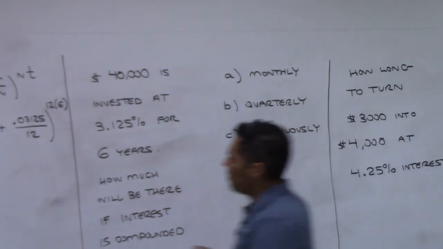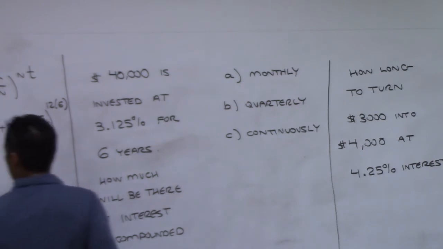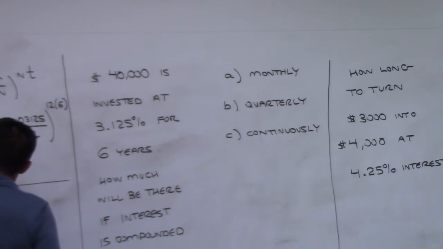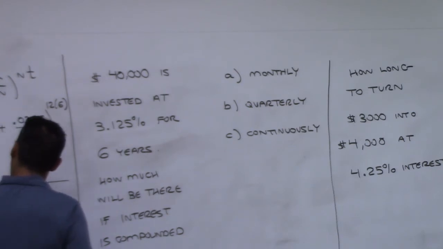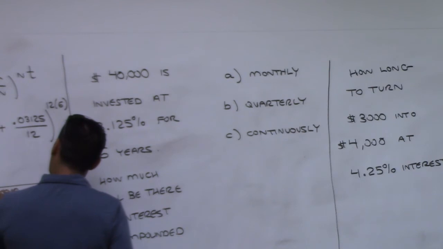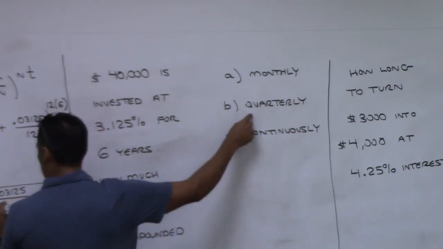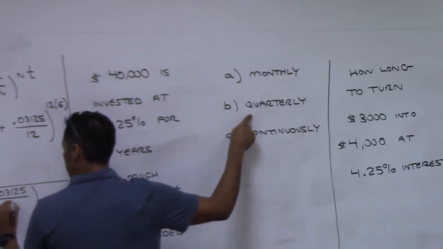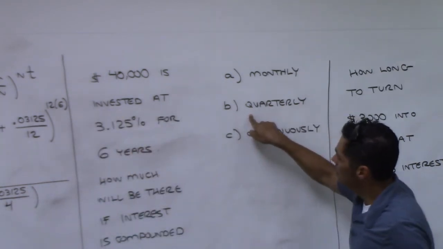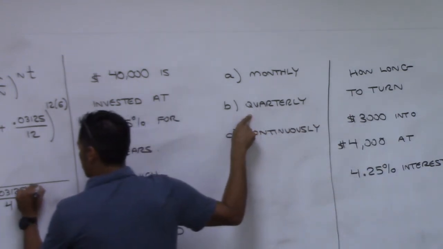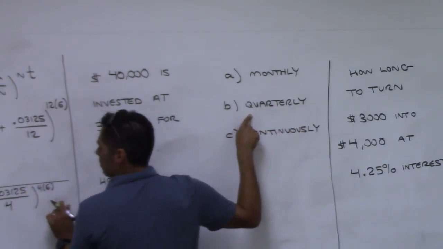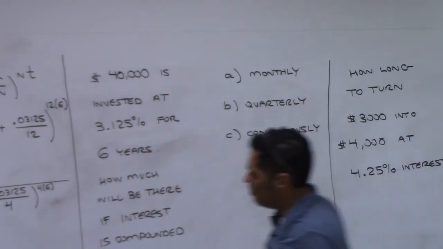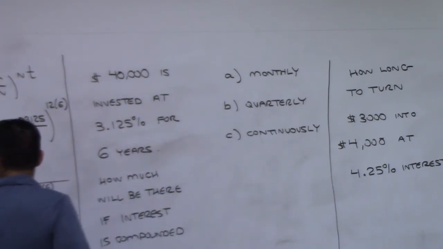That's part A. I'll get the answer out here in a second. For B, the only difference is same formula, 1 plus 0.03125 over quarterly. Quarterly is what? Four times a year. So N is 4 this time. And then that's going to be 4 times 6 up here. That's our exponent.